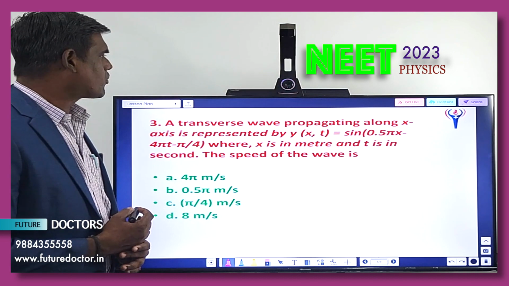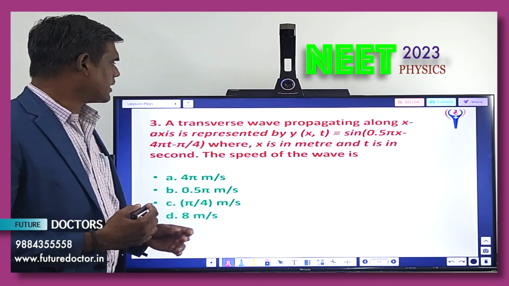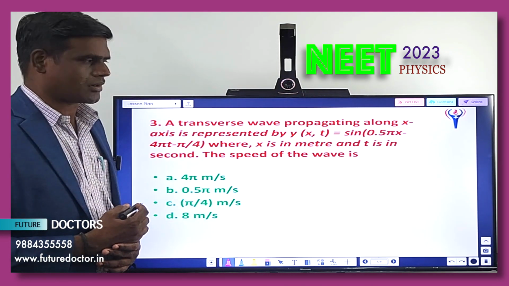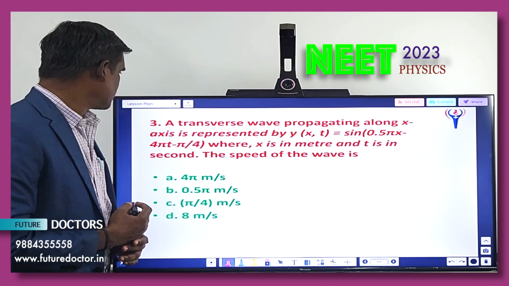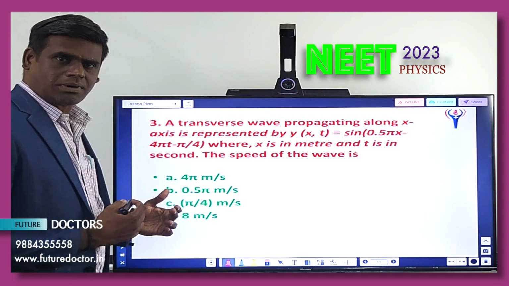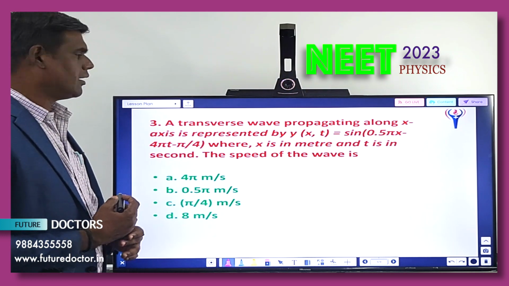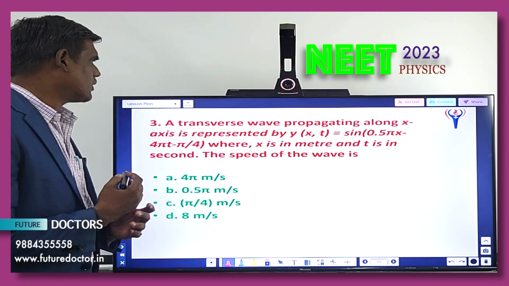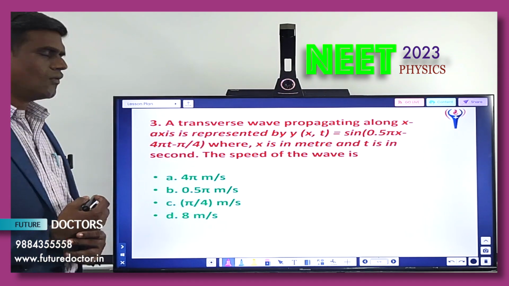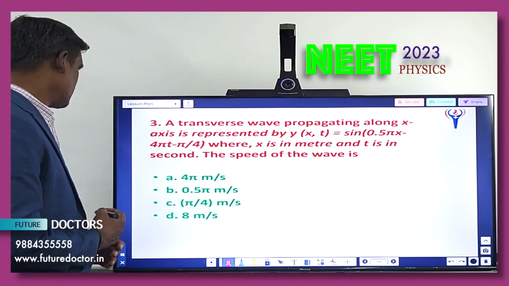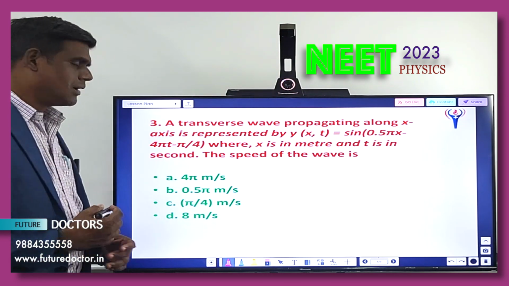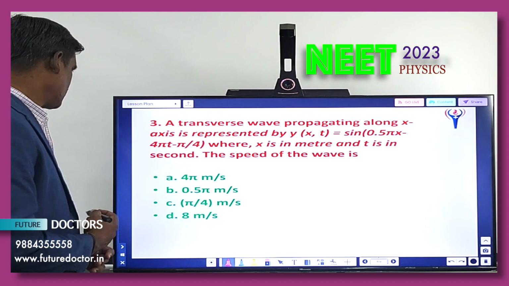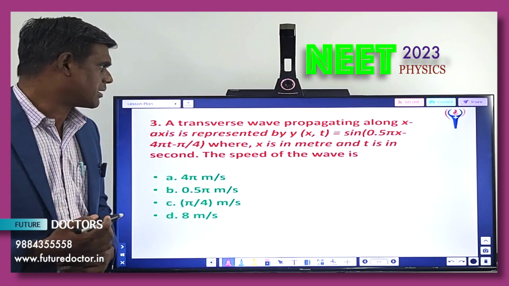A transverse wave propagating along the x-axis is represented by y of x comma t equal to sine(0.5 pi x minus 4 pi t minus pi by 4). Here x is in meter and t is in second. The speed of the wave is dash. Option A 4 pi meter per second. B option 0.5 meter per second. C option pi by 4 meter per second. D option 8 meter per second.